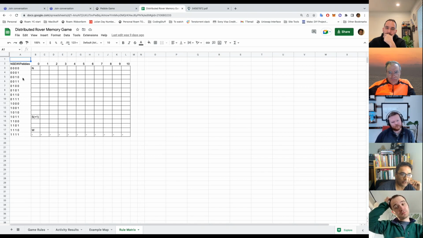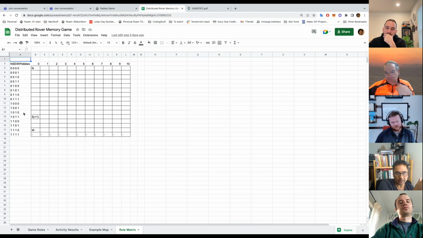So the rows are the condition of the north, east, west, south state of the map. For example, 0, 0, 0, 0 means all 4 directions are clear, whereas let's say 1, 0, 1, 0 means north and east are blocked by an obstacle, but south and west are not. So that's how you read the rows. It tells you the accessibility state of the neighborhood. And then the columns are how many pebbles you detect on the particular cell.